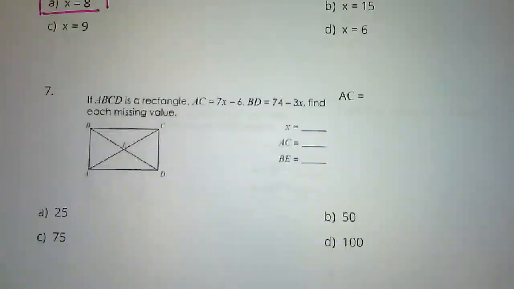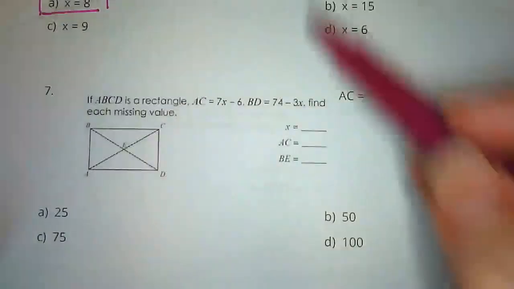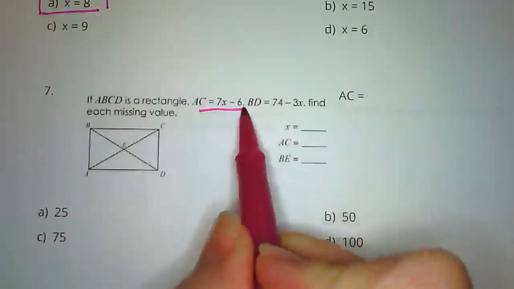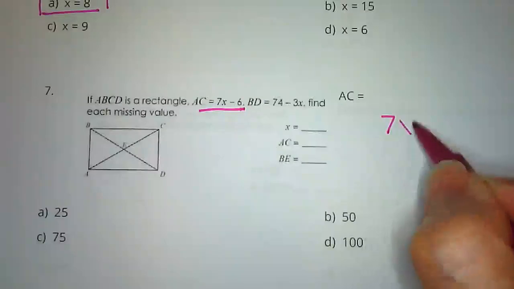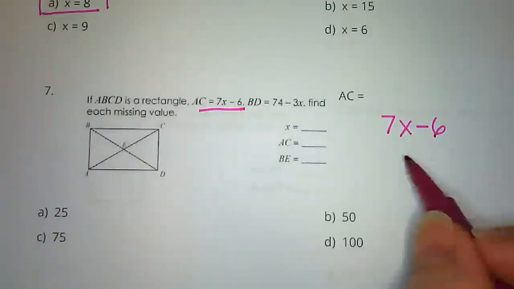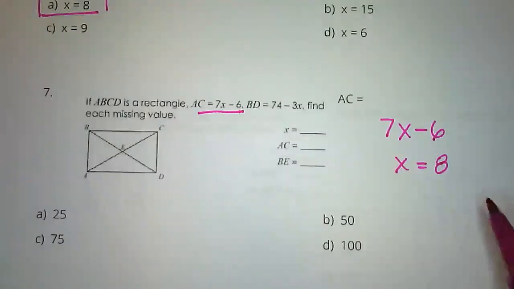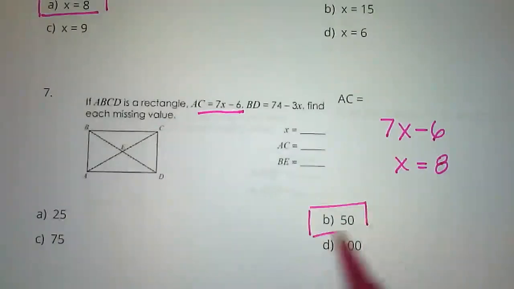All right, next one. This one is a continuation from the last one. This time we're trying to figure out the length of AC. Well, AC is 7x minus 6, and we know that x is 8. So if we fill that in, we should get 50.